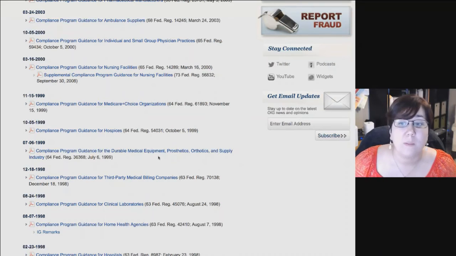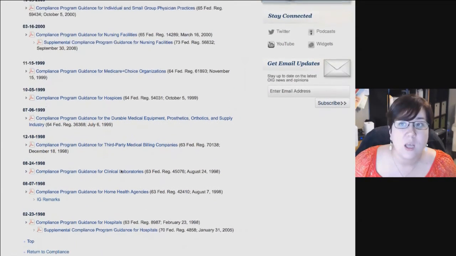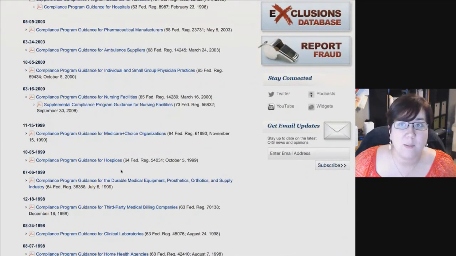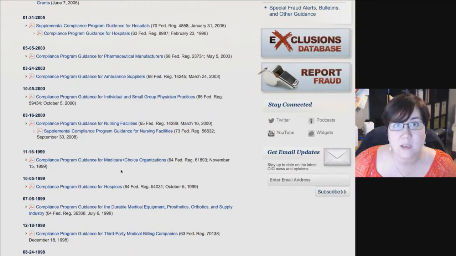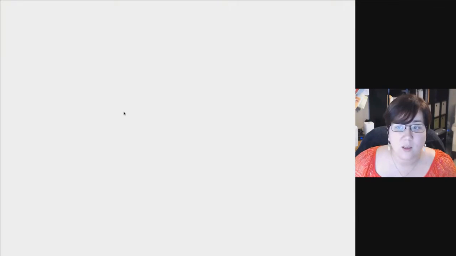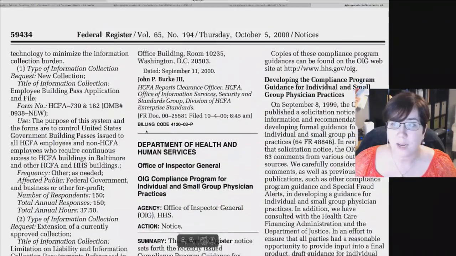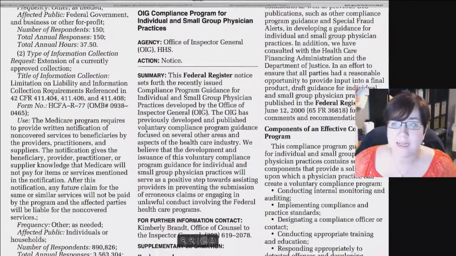Hospice, durable medical equipment, third-party billing companies, clinical laboratories, home health, more information on hospitals. These compliance guidance documents outline for you what needs to be included in your compliance plans. The most common one that I have worked with the most frequently, my background is predominantly in the outpatient side of things, so I do a lot with individual and small group practices. If you click on this compliance plan, it's going to open in another window for us. Okay, and it's going to outline what needs to be included.